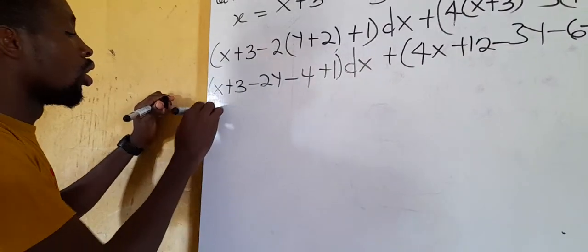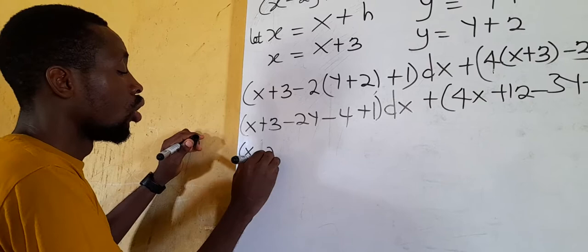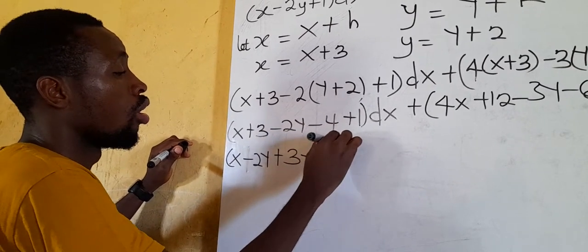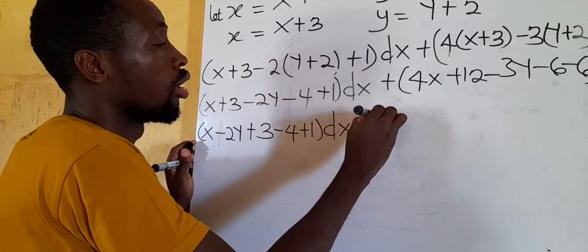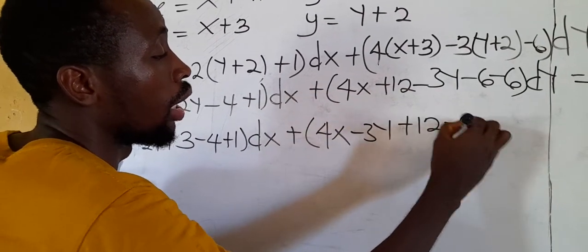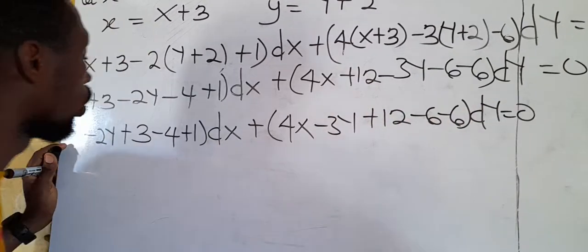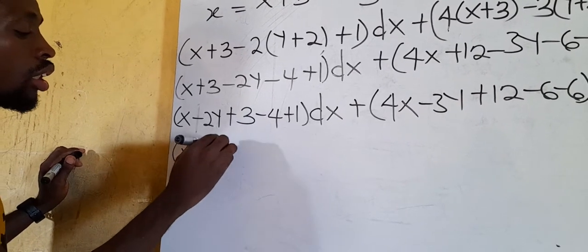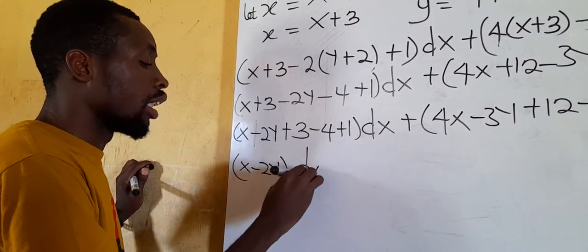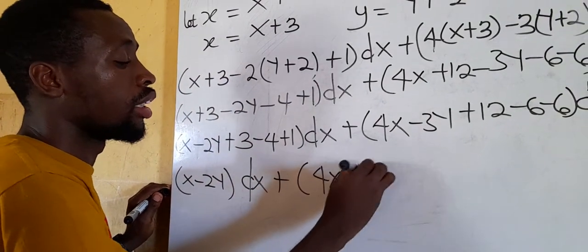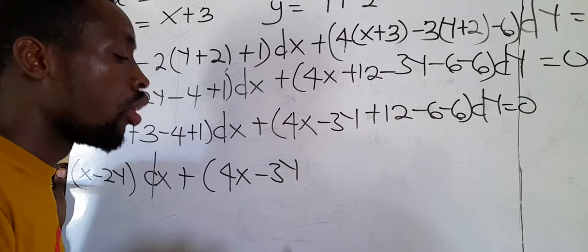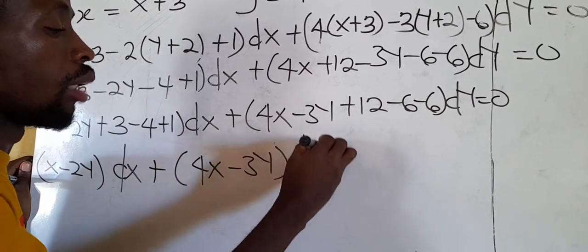Now let's try to rearrange them. We have x minus 2y, x minus this 2y plus 3 minus this 4 plus this 1, the capital X, plus 4x minus 3y plus 12 minus 6 minus 6, the capital Y equal to 0. What are we having? We have x minus 2y. See, 3 minus 4 is negative 1. Negative 1 plus 1 is 0. So we have the capital X. Then plus 4x minus 3y. Now let's check this one: 12 minus 6 is 6. Then 6 minus 6 is 0. So we'll be left with only 4x minus 3y, the capital Y equal to 0.